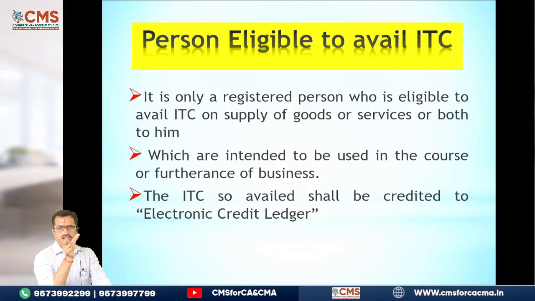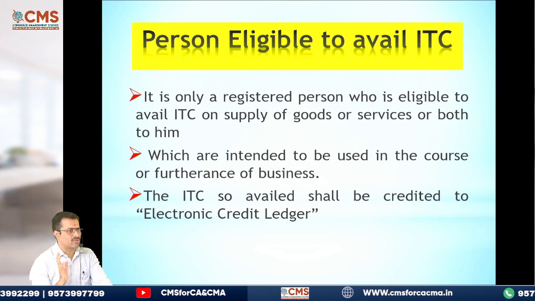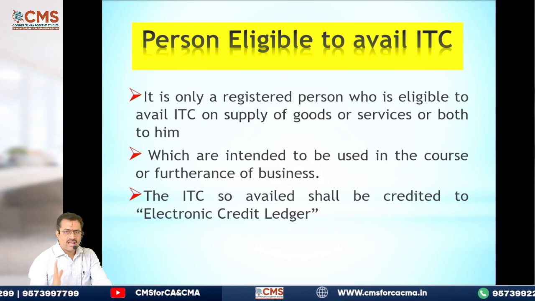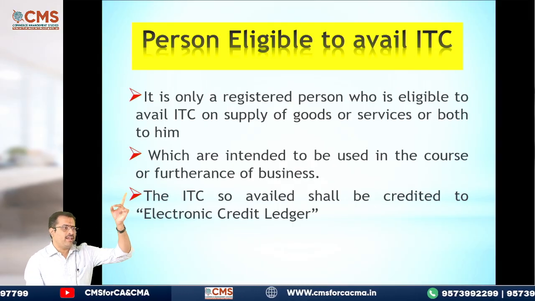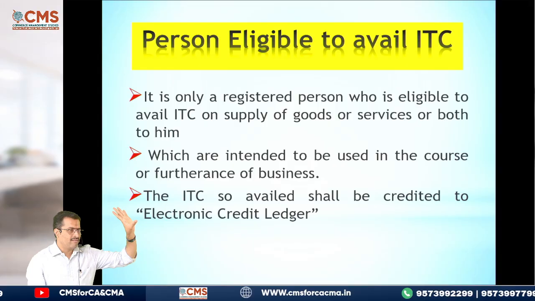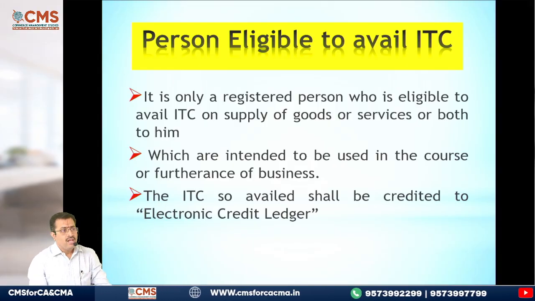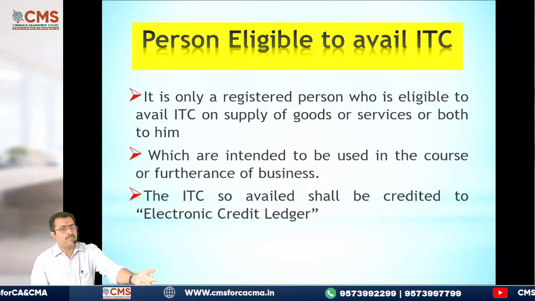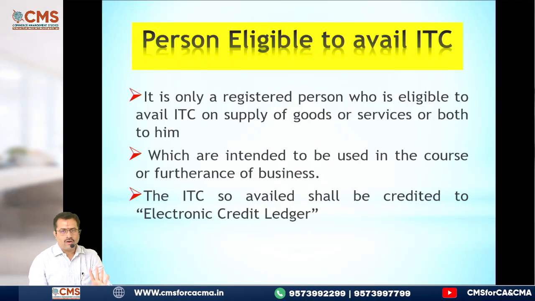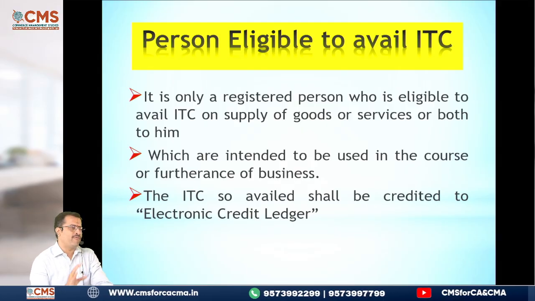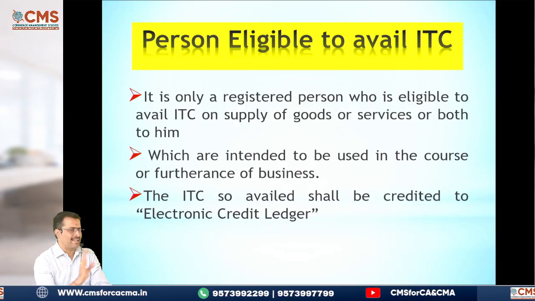Like cost of the capital good is 1 lakh, tax is 18%, 1 lakh 18,000. Now, when you are claiming depreciation, wait, if already 18,000 input was availed, depreciation should be claimed only on 1 lakh, not on 1 lakh 18,000. If you did not avail input on 18,000 rupees, then you can claim depreciation on 1 lakh 18,000. But every client, they will avail input tax credit.